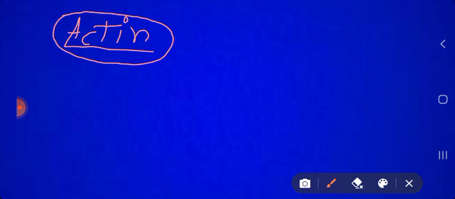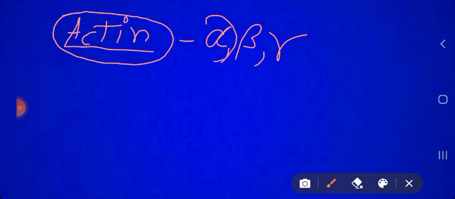But I have not said that there are three types of actin called alpha, beta and gamma. The alpha form of actin is found in fully mature muscular tissue. The other two forms are more characteristic of non-muscle cells. So the alpha form of actin is found in fully mature muscle tissue, whereas the other two, beta and gamma, are more characteristically found in non-muscle cells, right?